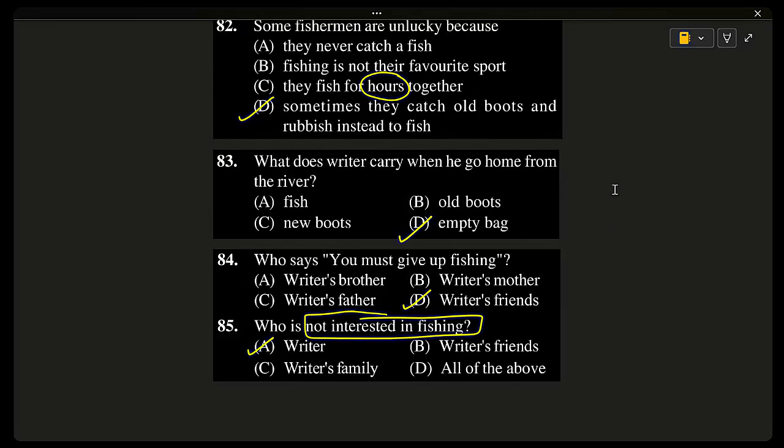Okay, so that's it, students. We have completed the mental ability discussion and two passages from the language section. And in the evening, we'll complete the remaining passages and arithmetic also.